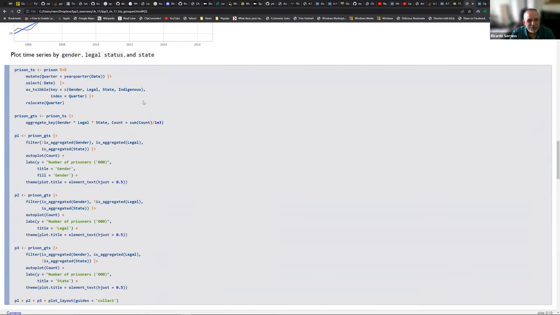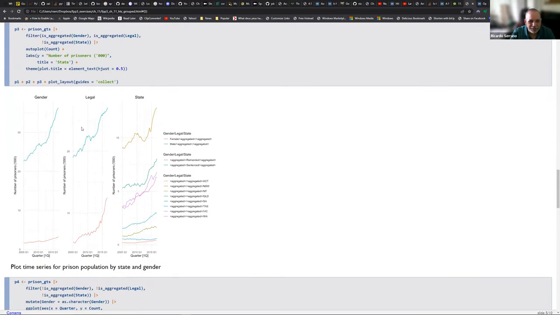All right. So let's do different plots to see how the time series looks regarding gender, aggregating by gender, then aggregating by legal status, and then aggregating by the state. This is the code, and these are the three plots. By gender, we see that there are more males than females, of course. Female is at the bottom, that little orange line. But you see that the female population is not increasing as steeply as the male population. The population is growing really fast within the period that we are studying.